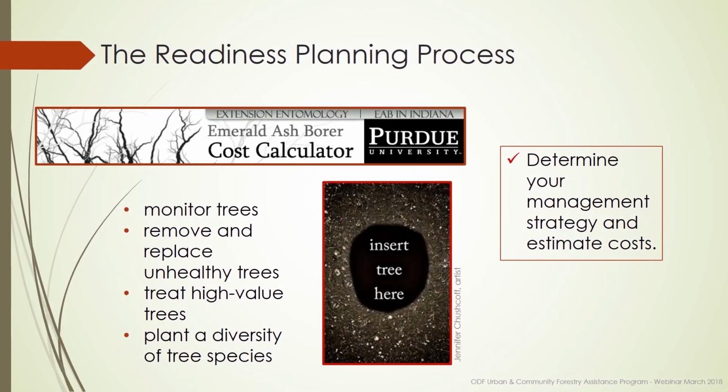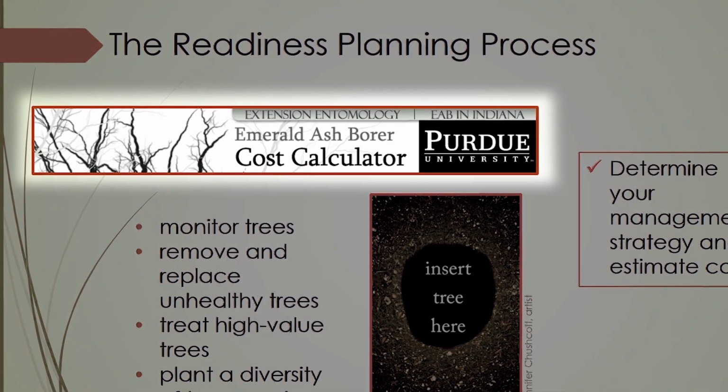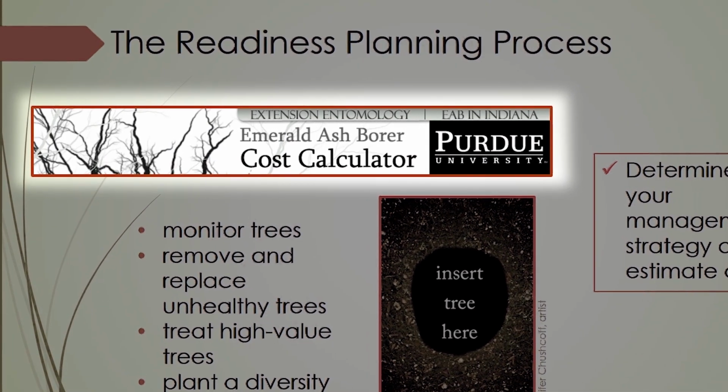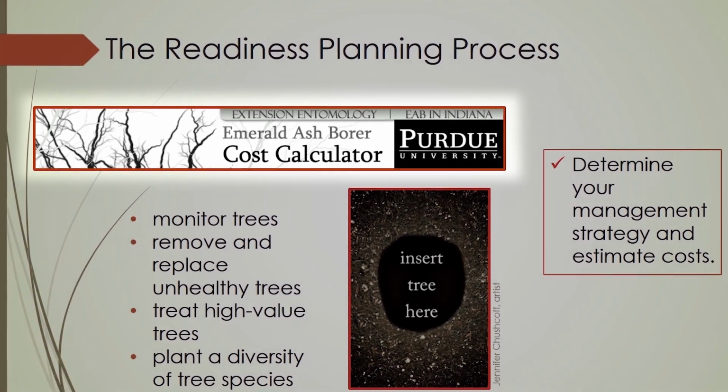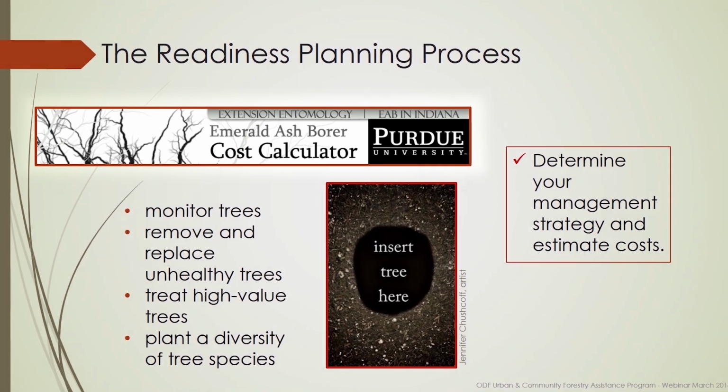Determine your management strategy and estimated costs. Use your inventory data and cost-benefit analysis to make treatment, removal, and replacement decisions. The EAB Cost Calculator allows users to enter tree inventory data, compare local costs of treatment options or tree removal, and print reports. These reports can be used to communicate cost information to your local elected officials and other decision makers. The goal is to keep the rate of mortality low by holding the pest population at low levels.